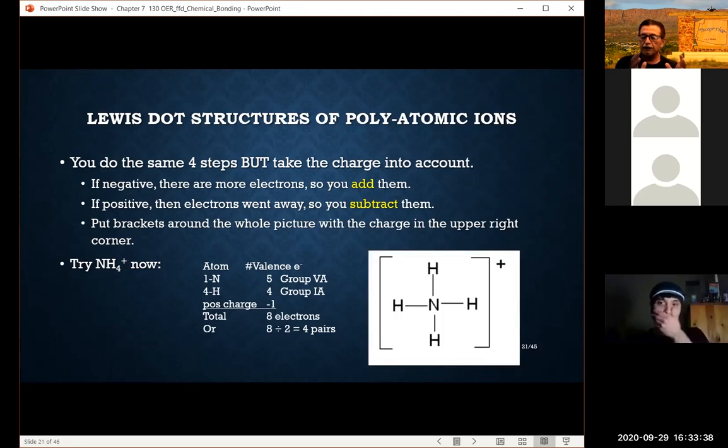And then we put the bracket with the plus charge in the upper right corner, okay?